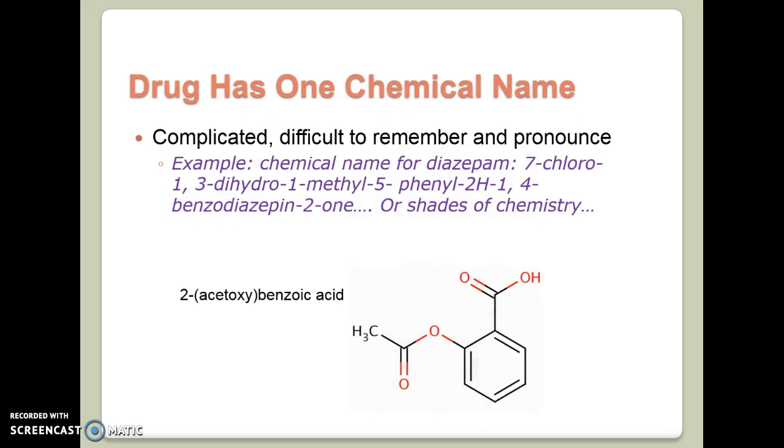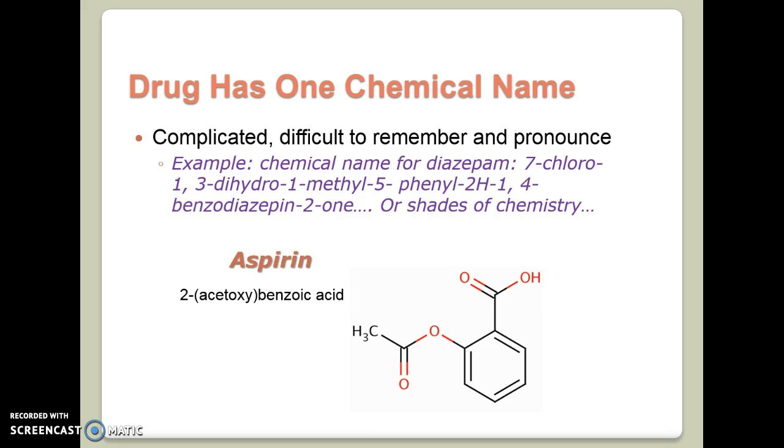The drug has one chemical name, and it's like going back to chemistry class. For example, the chemical name for diazepam or Valium is 7-chloro-1,3-dihydro-1-methyl-5-phenyl-2H-1,4-benzodiazepin-2-one. So I'm much happier just saying diazepam or Valium.